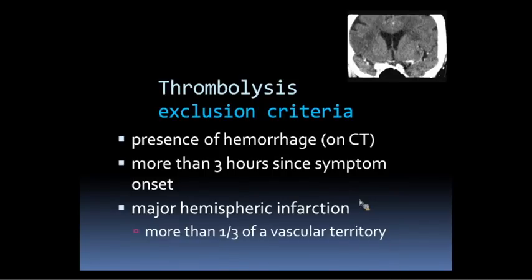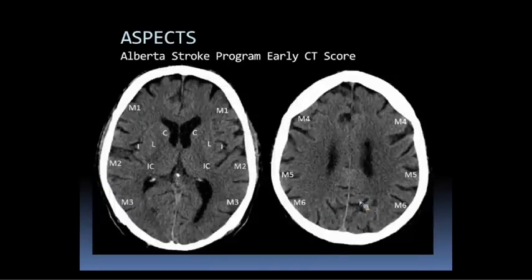exclusion criteria for IV TPA, as we just mentioned, presence of hemorrhage, more than 3 hours, and 1/3 of the MCA vascular territory being involved is a relative contraindication. These are all case by case as well. However, a lot of times now we have moved towards, rather than just subjectively saying that 1/3 of the MCA territory is involved, we're using something called ASPECTS scoring, and we actually just started routinely putting these.